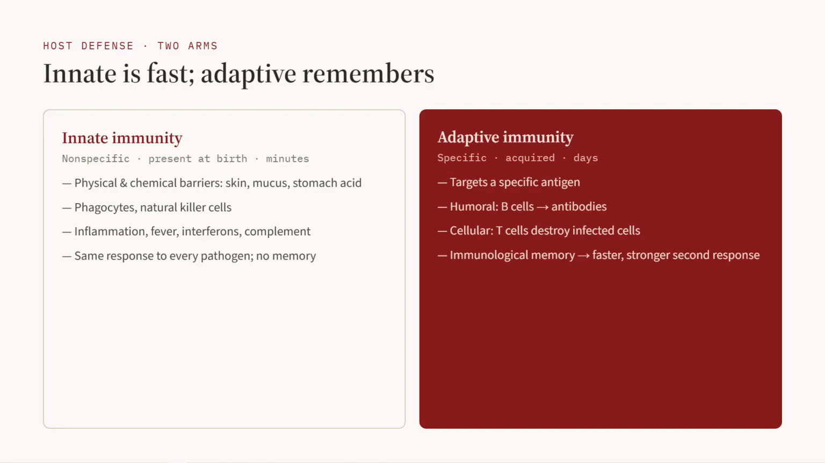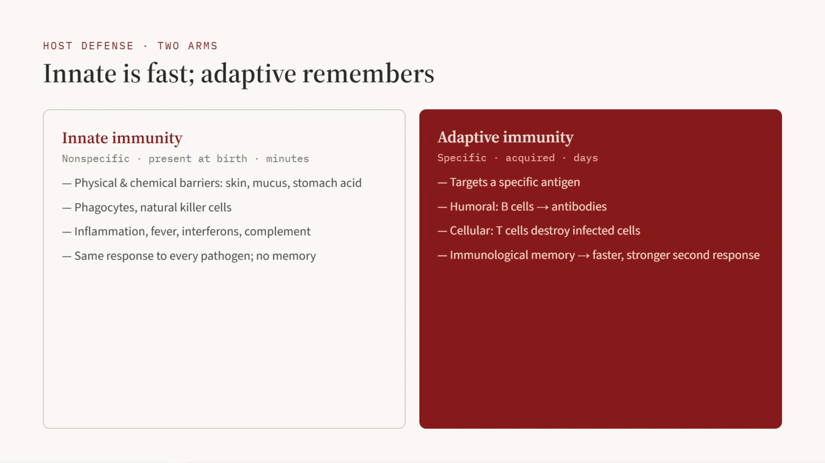Let's contrast the 2 arms. Innate immunity is nonspecific, and you're born with it. It responds within minutes and treats every threat the same way. It includes your physical and chemical barriers: skin, mucus, stomach acid, plus phagocytes and natural killer cells, and responses like inflammation, fever, interferons, and complement. Crucially, it has no memory.